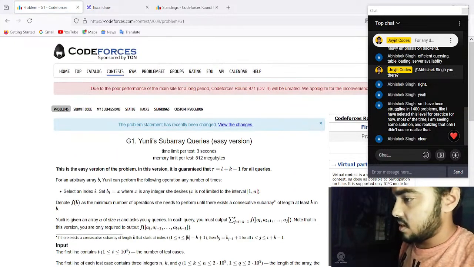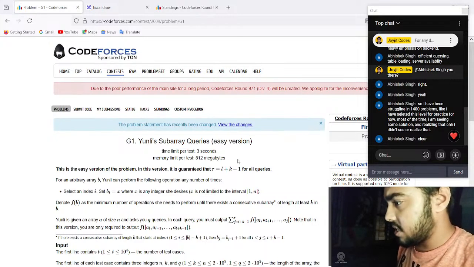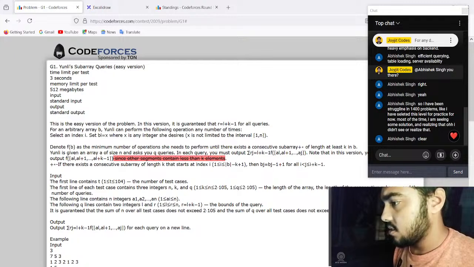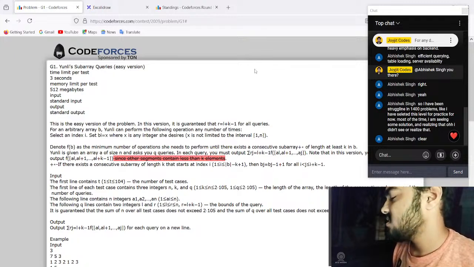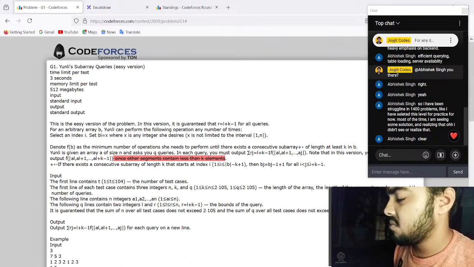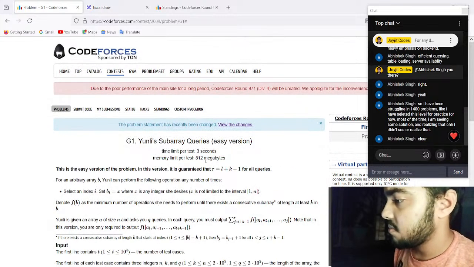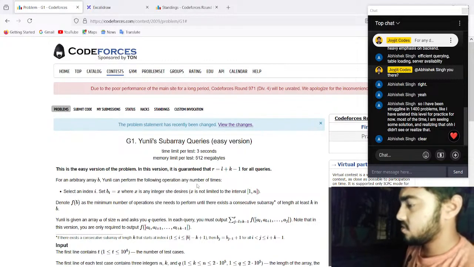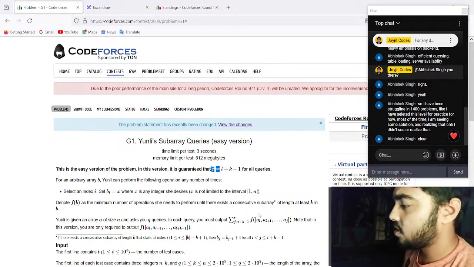Okay, the problem statement has been changed. What are the changes? They just remove the hint, I guess. Nothing much. So basically this is the easy version. So over here we don't need to focus on R. Over here we are just going to focus on L.